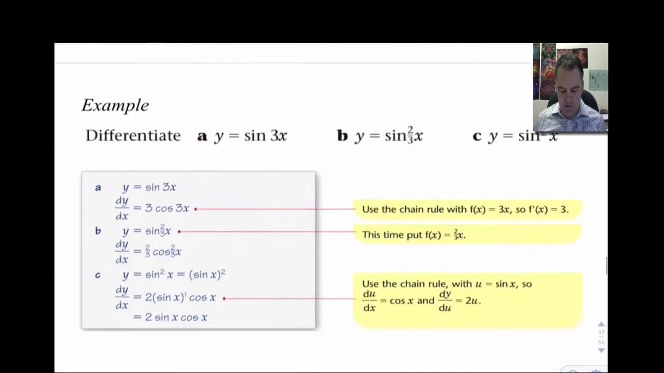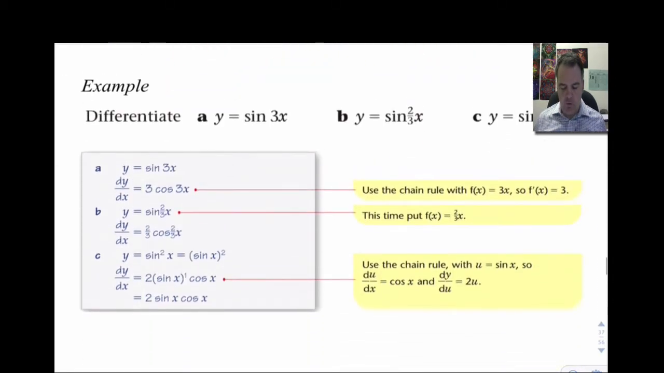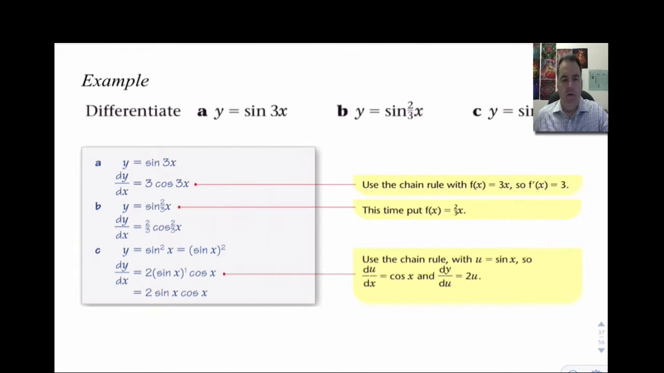Let's do some work with the chain rule now. If we've got y equals sine 3x, we know the derivative of sine of any function is going to be cos of that function, but we also have to take into consideration the 3x here and the derivative of that. So this is the chain rule coming in. Because the derivative of 3x is 3, we end up with an answer of 3 cos 3x. For sine of 2/3 x, the derivative is cos 2/3 x times 2/3 because of the chain rule again.